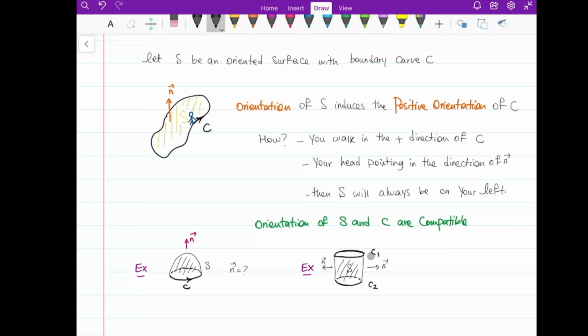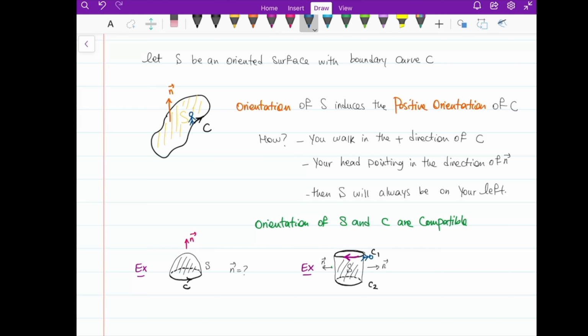So I need to walk like this along the curve C1 such that my head is pointing in the direction of N, and then I want the surface S to be on my left. Therefore, the positive orientation of C1 would be like that.